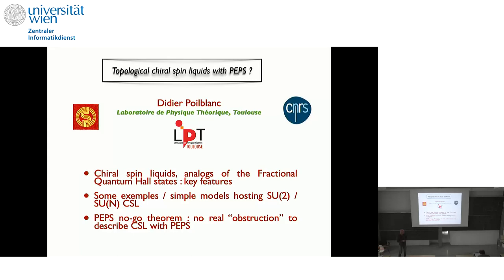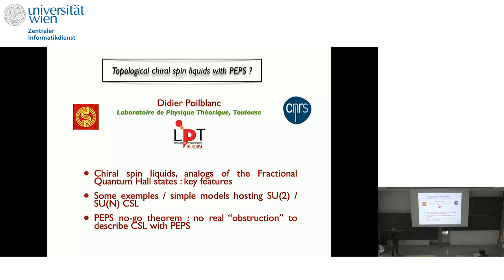I will try to tell you about a recent update about the story of this chiral-spin liquid described with a PEPS framework. I will first make some general introduction about what we mean by chiral-spin liquid and make some analogy with the physics of the fractional quantum Hall effect, describing the key features which would be expected.